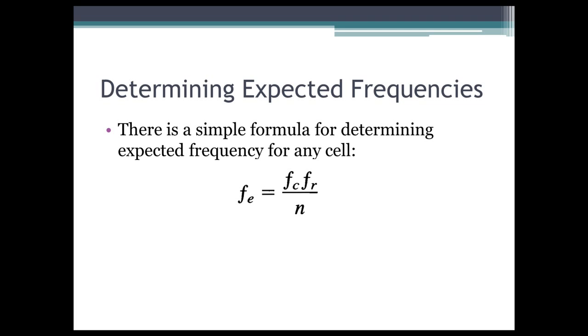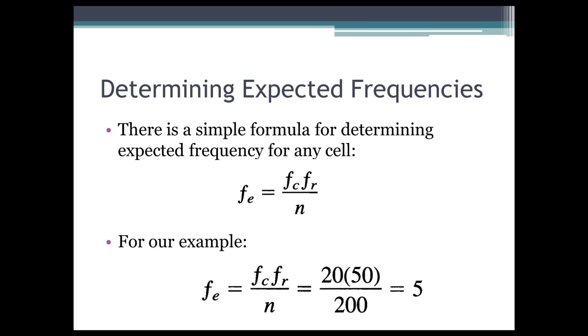There's also a simple formula for determining the expected frequency for any cell. F sub C multiplied by F sub R, where C refers to column and R refers to row, divided by N. So for our example, you could take 20 multiplied by 50 over a total N of 200, which would give you the expected frequency of 5. That's for the introverts with yellow, I believe.